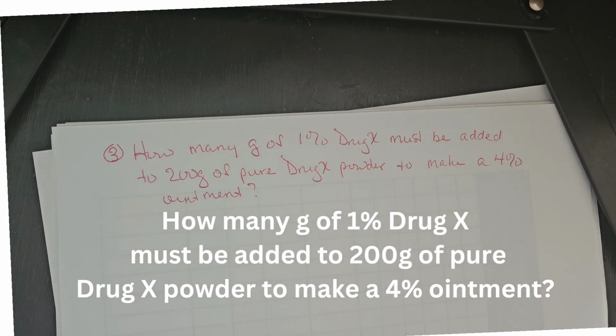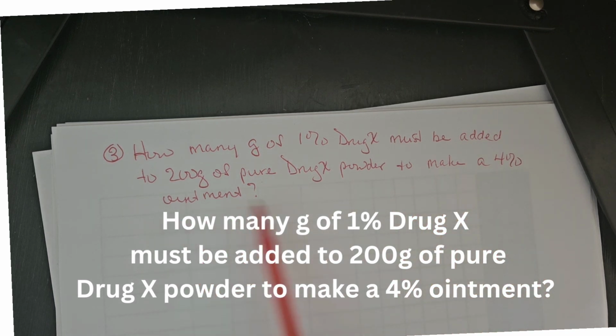Do I have two strengths of the same thing and I'm being asked to make a third? Yes to the second question. Does that third amount numerically lie between the other two? And the third question is a no. The third question says, do I know what my final amount is? And we do not know. It just says to make a 4% ointment. It does not tell you how much.